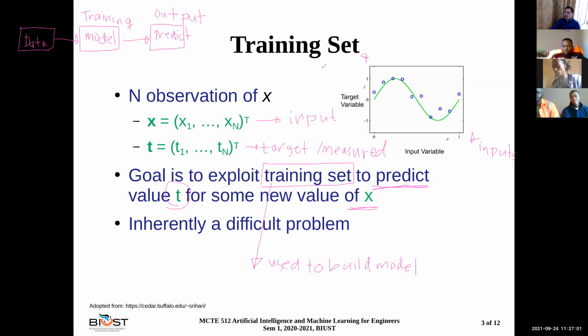Okay, so now what I want you to understand is these three steps. First is the data that we collect. Second, we use that data to build a model. And third is that we predict the values of the output based on the model. Okay, so let's clear out the one, and let's go to the next slide.